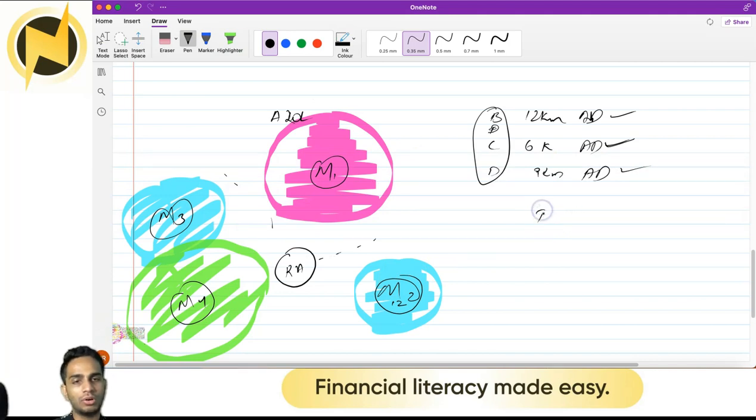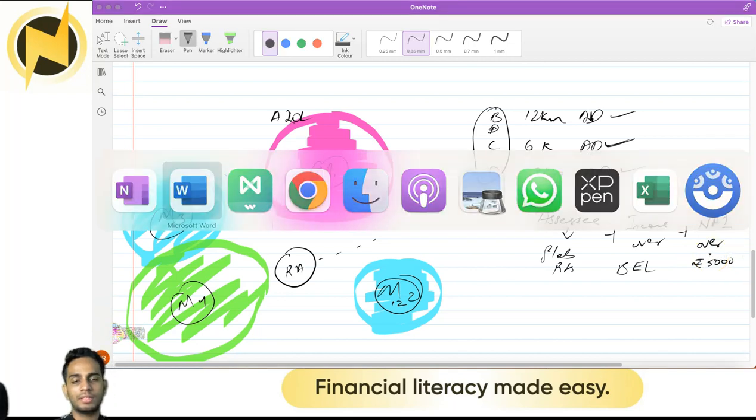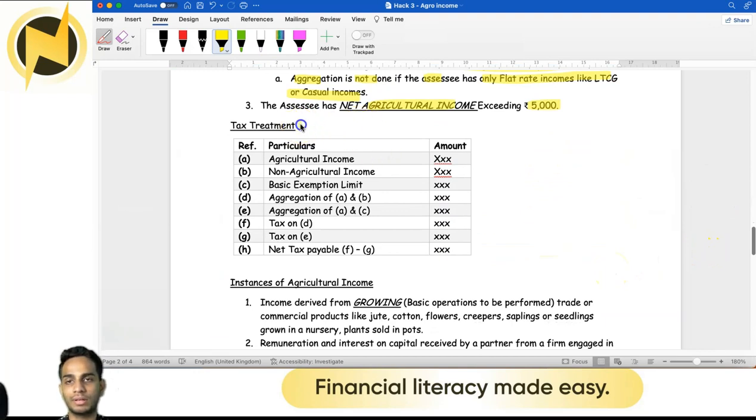So an individual or any assessee for whom slab rates are applicable, yes, plus income over the basic exemption limit, plus net agricultural income over rupees 5,000. Clear? These 3 points are satisfied. Then you have to conduct this particular tax treatment. Let's check what it is.